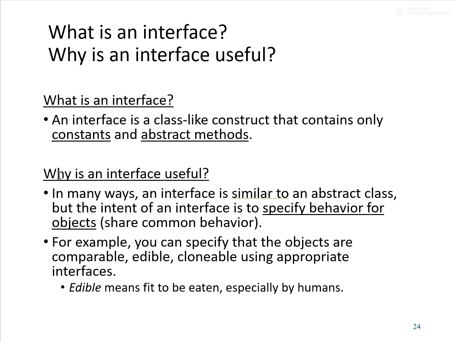Why is an interface useful? Well, we can use an interface in order to specify behavior for objects that have some type of common behavior. And we'll look at a very good example today that should clarify in what type of situation you might want to use an interface. For example, a behavior of a class could be whether or not certain objects are edible, meaning whether they're eatable for humans.